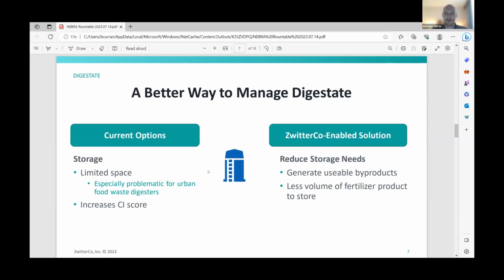One of the things that ZwitterCo identified is that a ZwitterCo enabled solution, a membrane enabled solution, reduces the storage needs because you're concentrating those fertilizers, generating the valuable byproducts, and then there's less volume of digestate to be stored. So there's less water because you could discharge the water, recycle the water, and then create the fertilizer product.